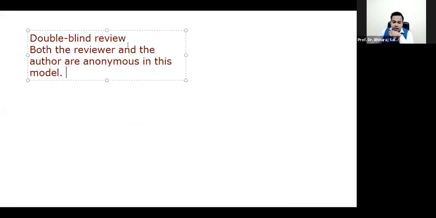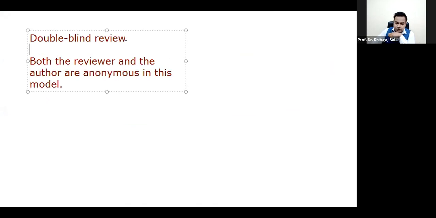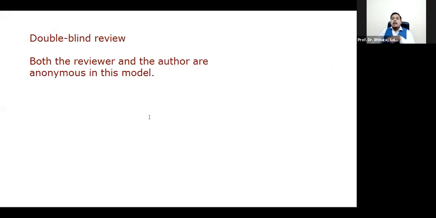Now we are interested in the double blind review process. So the first one is the single blind review process, which was used in earlier times by most journals, but now journals are interested in the double blind review process. So what is this double blind review process? I would like to show you here.